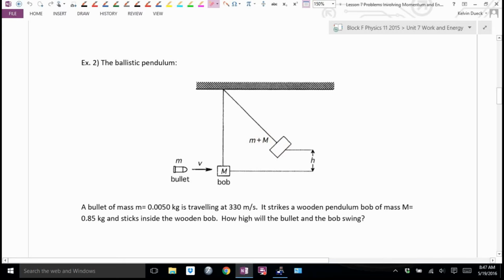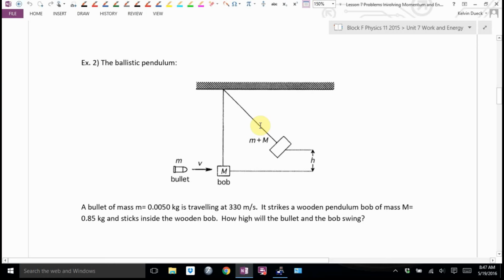I stole this picture because it was a nice black and white picture. They're using tiny lowercase m for the bullet and uppercase M for the big, huge mass. It's a little weird having m and M, but we can do that.